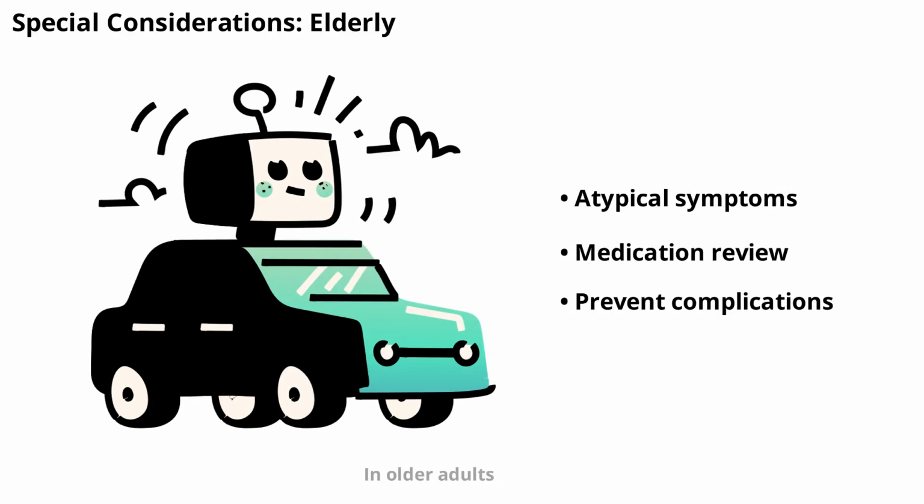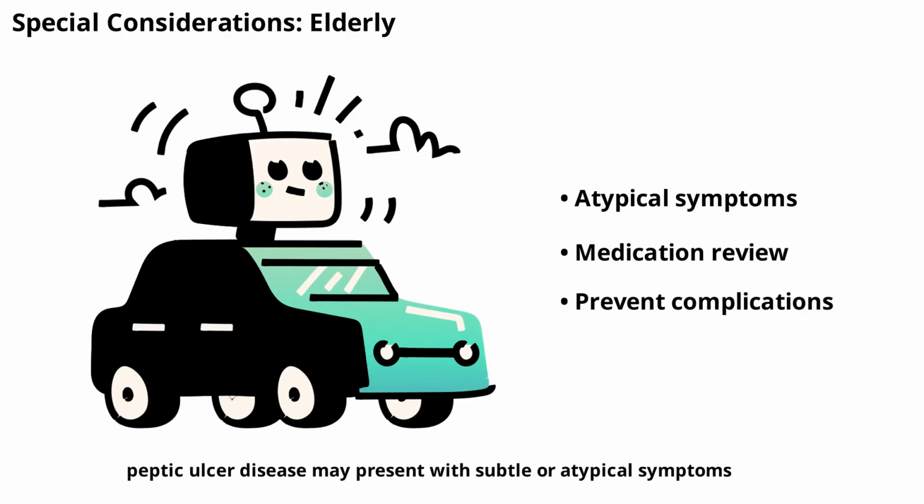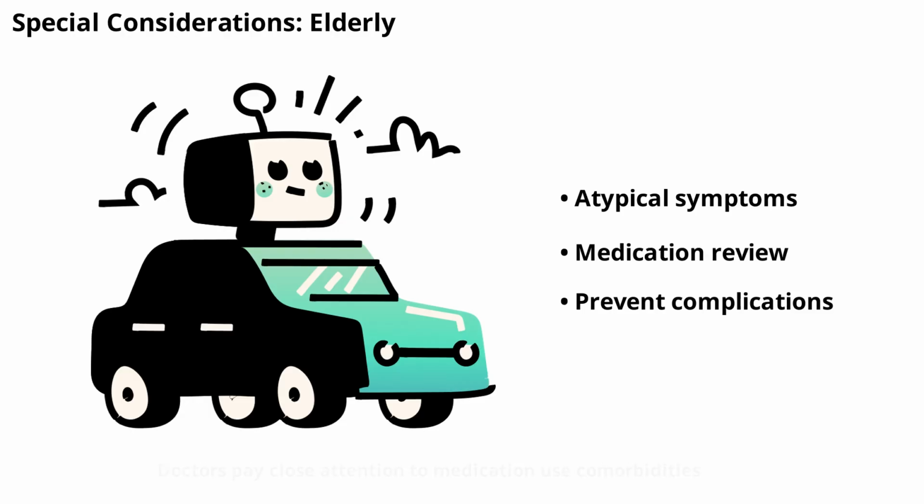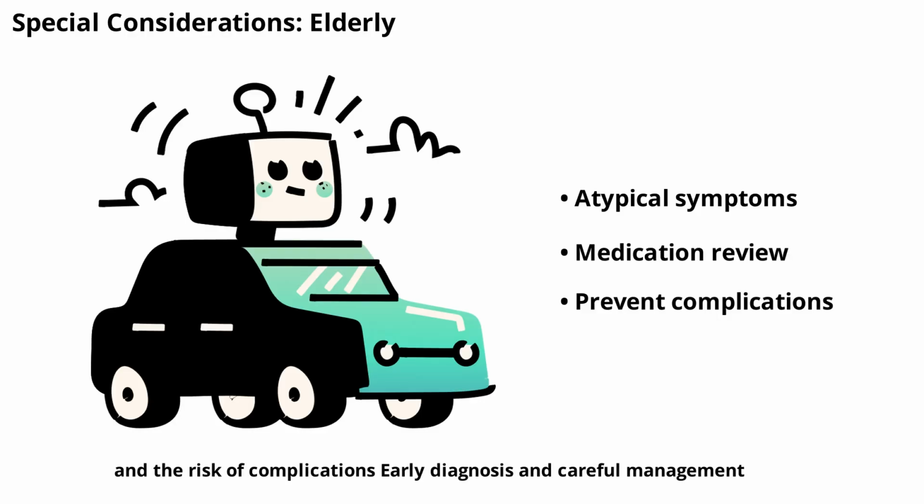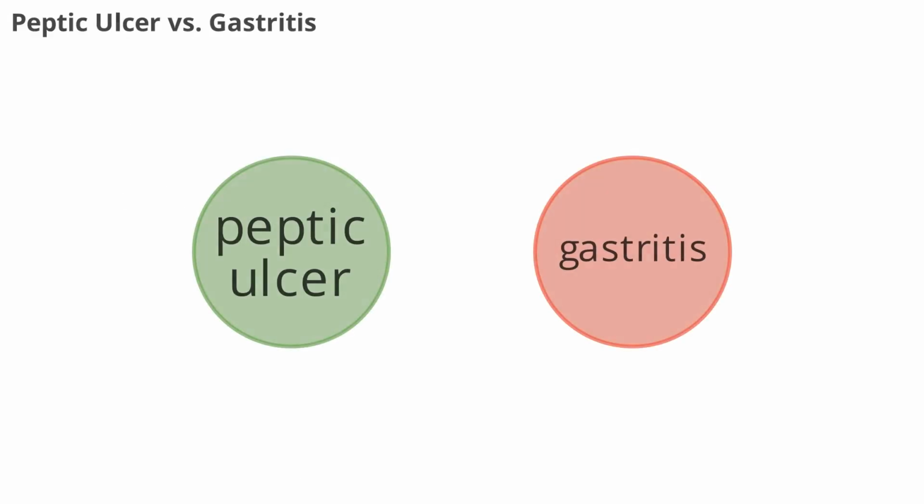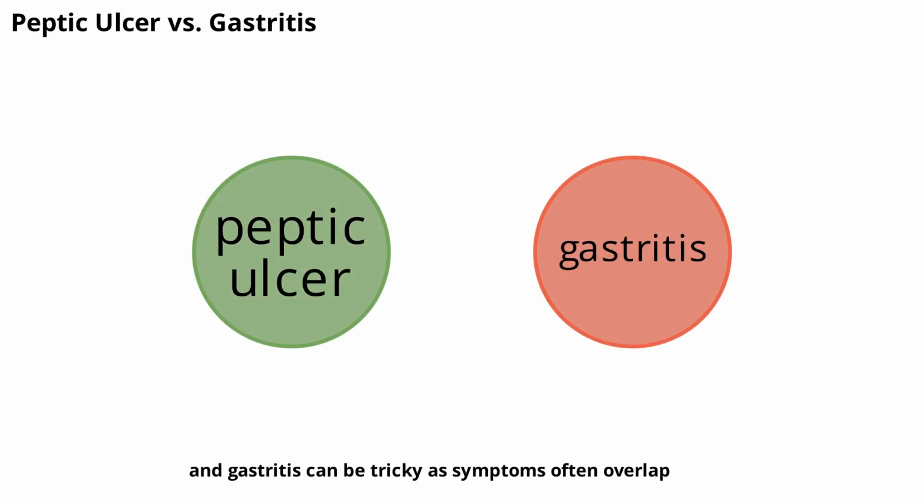In older adults, peptic ulcer disease may present with subtle or atypical symptoms. Doctors pay close attention to medication use, comorbidities, and the risk of complications. Early diagnosis and careful management are especially important in this group. Distinguishing between peptic ulcer disease and gastritis can be tricky, as symptoms often overlap. Endoscopy and biopsy are the most reliable ways to tell them apart, ensuring that the right treatment is given for each condition.